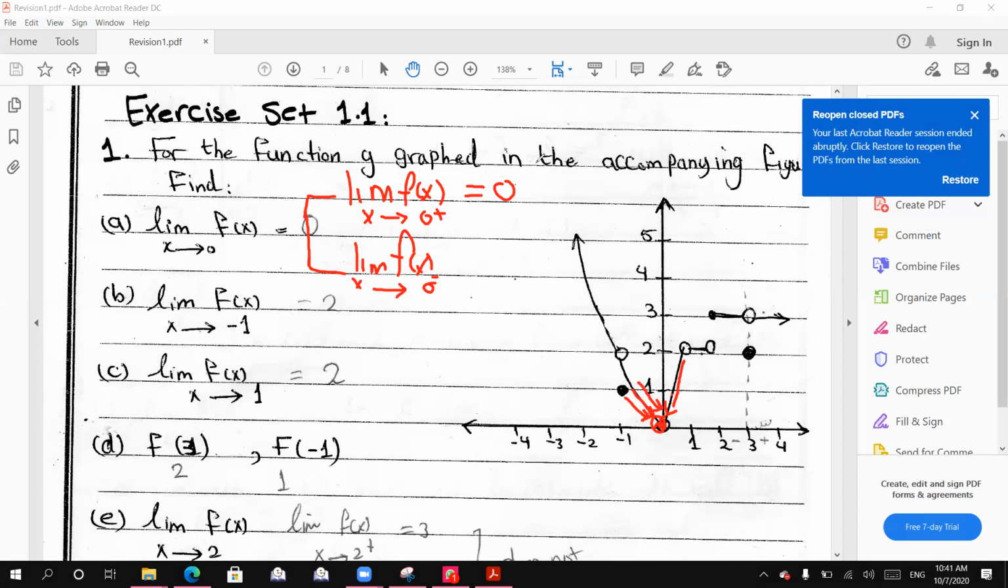0. 0 also. Now, since they are two-sided limits, and these two-sided limits exist and have the same value, I will say that limit f of x when x approaches 0 is equal to 0. Is it clear?